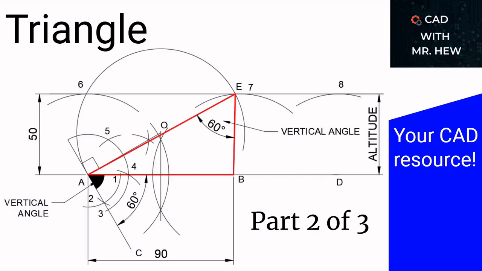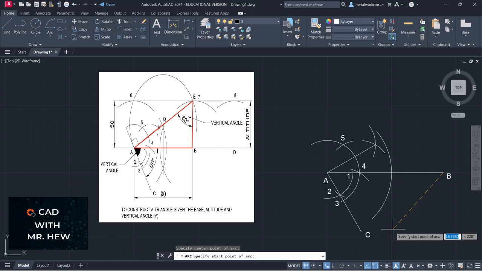Your CAD resource. In today's video, we're looking at part 2 of 3 videos covering the topic how to construct a triangle given the base, the altitude, and the vertical angle. In the previous video, which is part 1, we started the construction and we'll be continuing the construction in today's video.